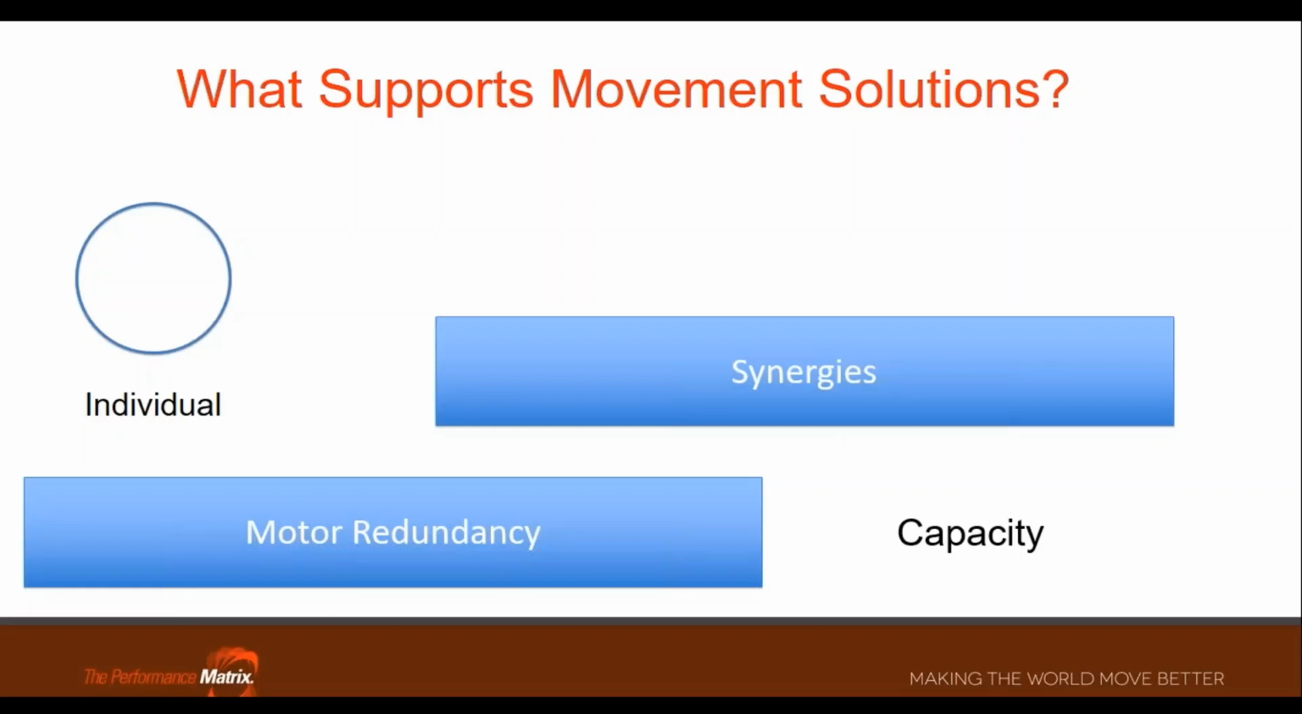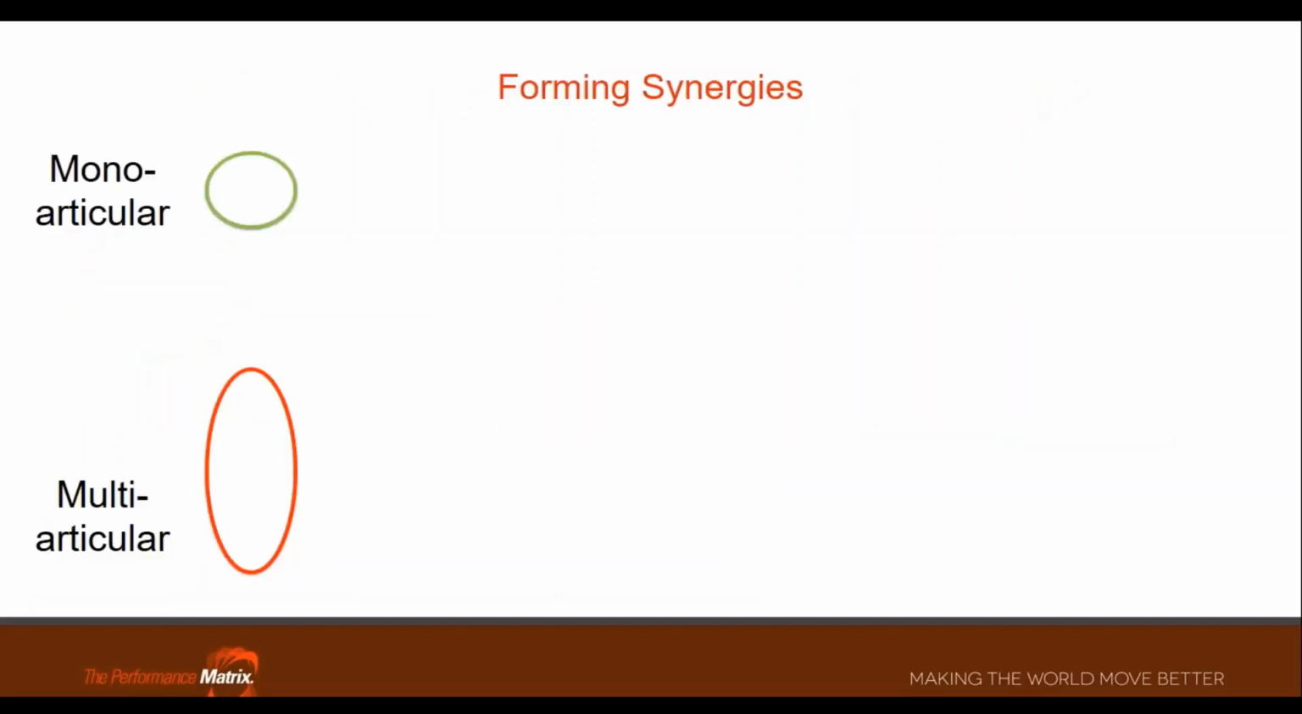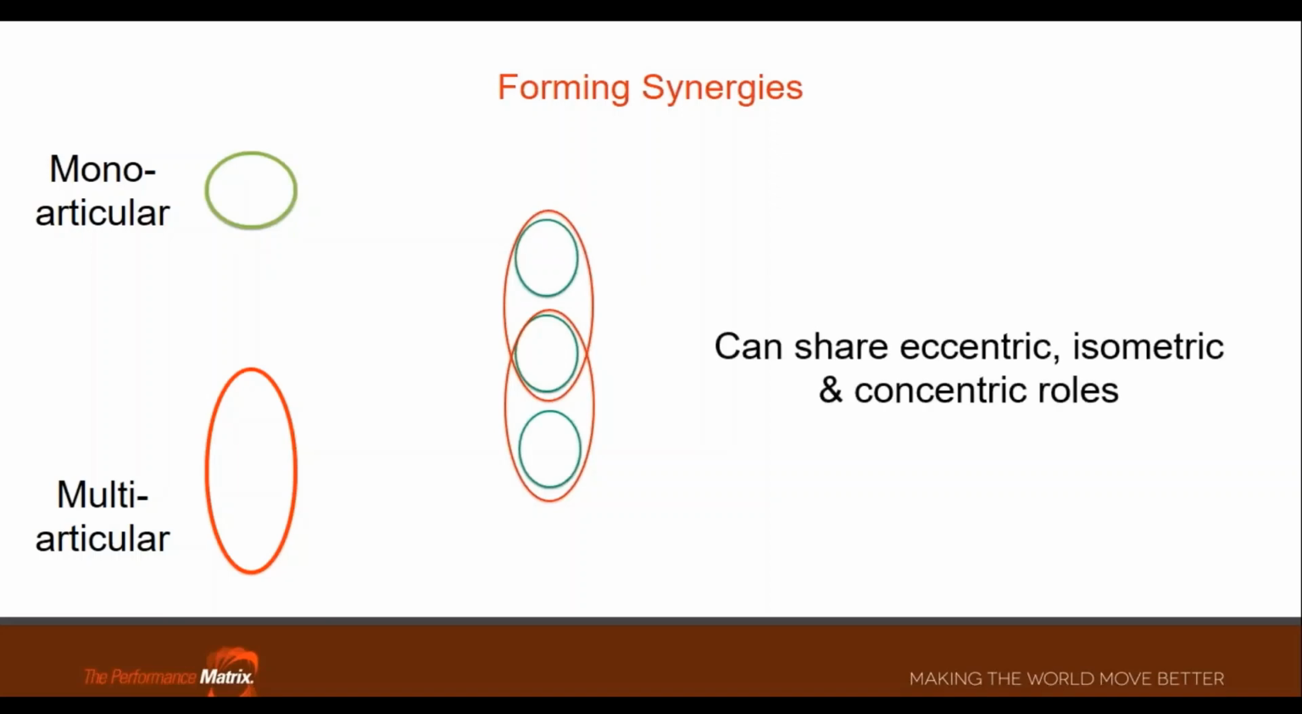But motor redundancy, by supplying capacity, also allows us to form muscle synergies: many muscles that can perform the same role. And we believe with TPM Elite, we can assess and modify those muscle synergies that people use during the performance of a movement task. So a little bit on synergies here. Muscles that come together to form a synergy: monoarticular muscles, multi-articular muscles that are momentarily compressed into a synergy, sharing eccentric, isometric, concentric roles.